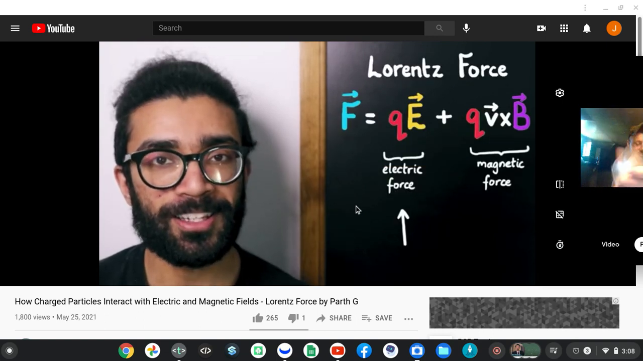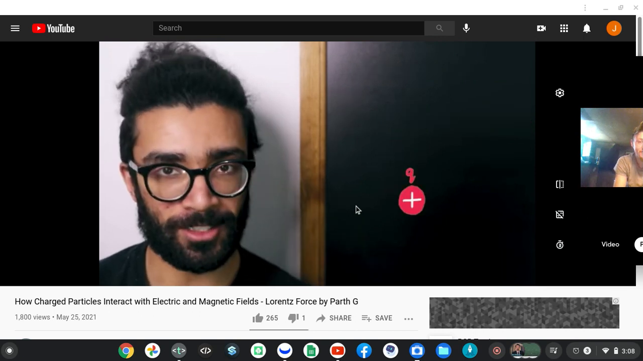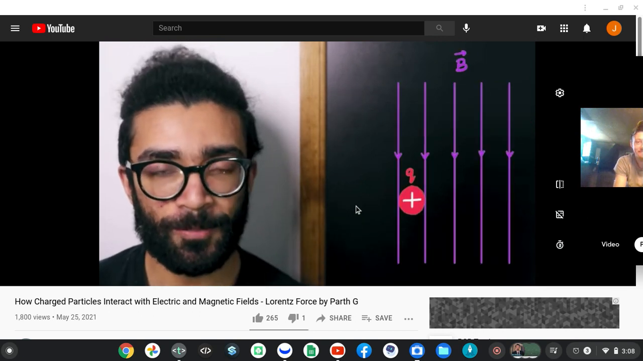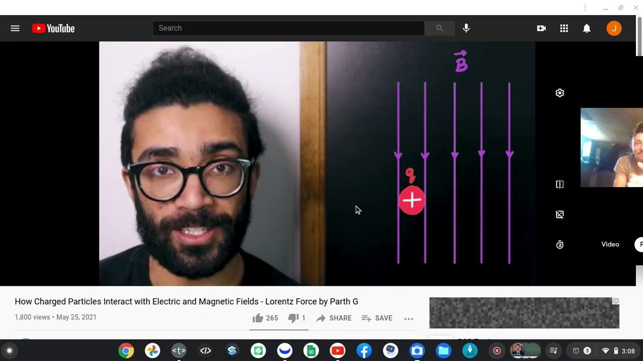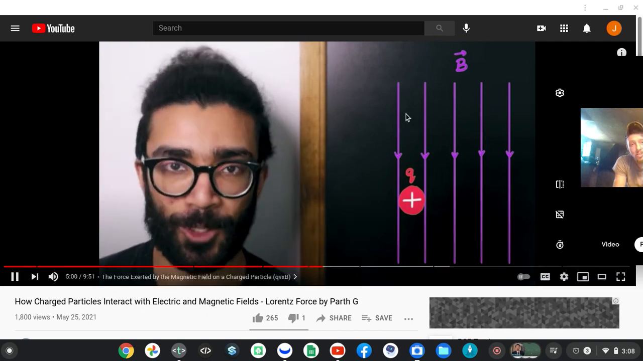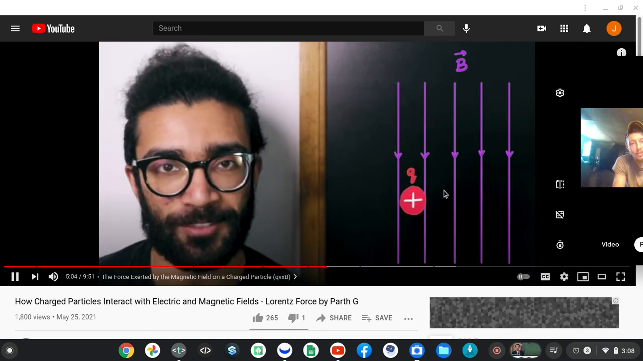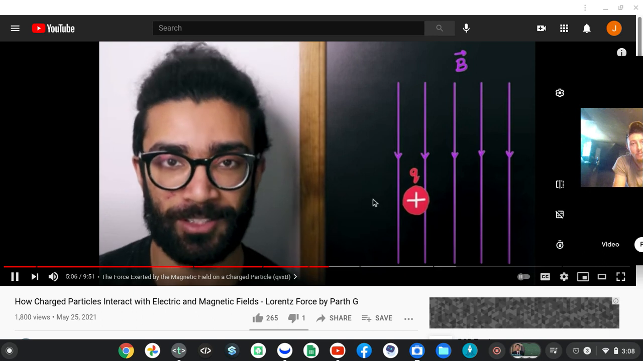Now let's think about the magnetic force, which is slightly trickier. It turns out that if a charged particle is placed in a magnetic field, and that charged particle is stationary relative to the magnetic field, then the magnetic field doesn't exert a force on the particle. However, if the charged particle is moving relative to the magnetic field, then it can experience a force.